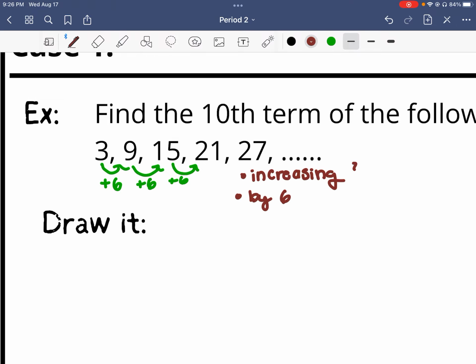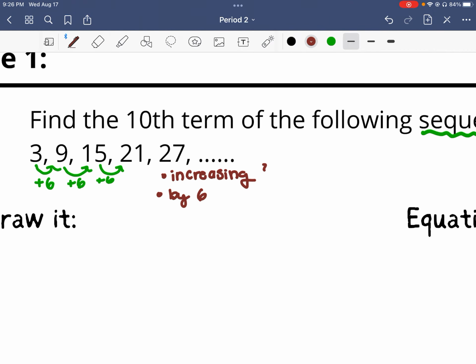This is a sequence. Now, if I wanted to keep going, the number that comes after 27 would be plus 6, so it would be 33. And the number after 33 would be plus 6, so it would be 39. And this keeps going on forever, forever, forever.